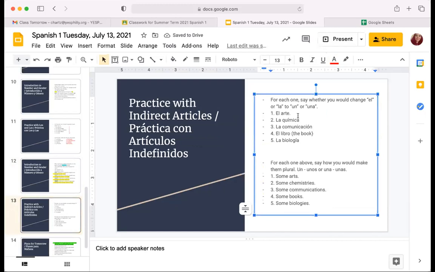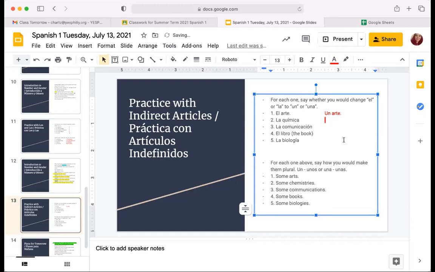And yeah, I had to reuse some of the masculine ones because we don't have that many of them. But if you wanted to say el arte, so that's the art, and we want to say an art, how would we say that? Which one would it be? Would it be un or una? Remember, it's masculine. Right? It would be un arte.